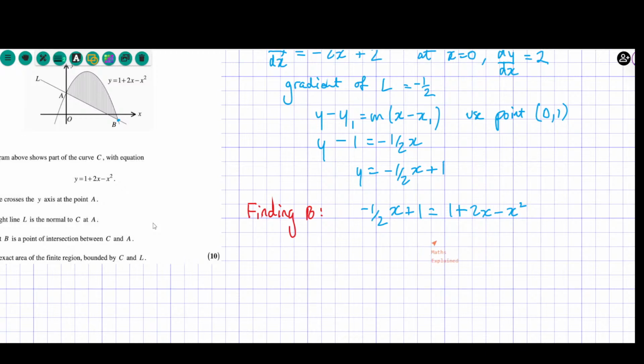Yeah. Okay. All right. So we're solving for x. This becomes x squared.